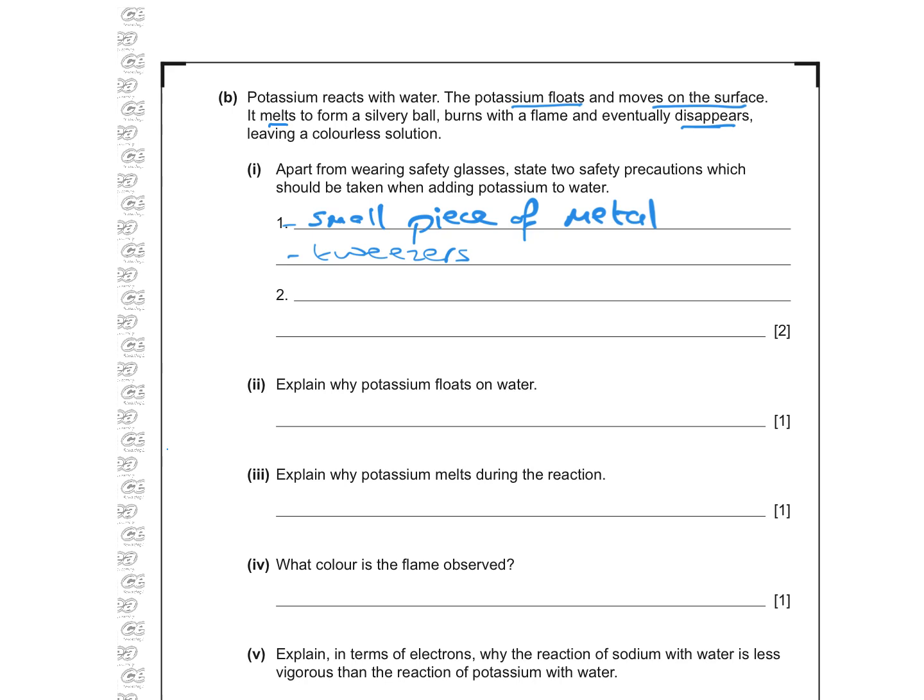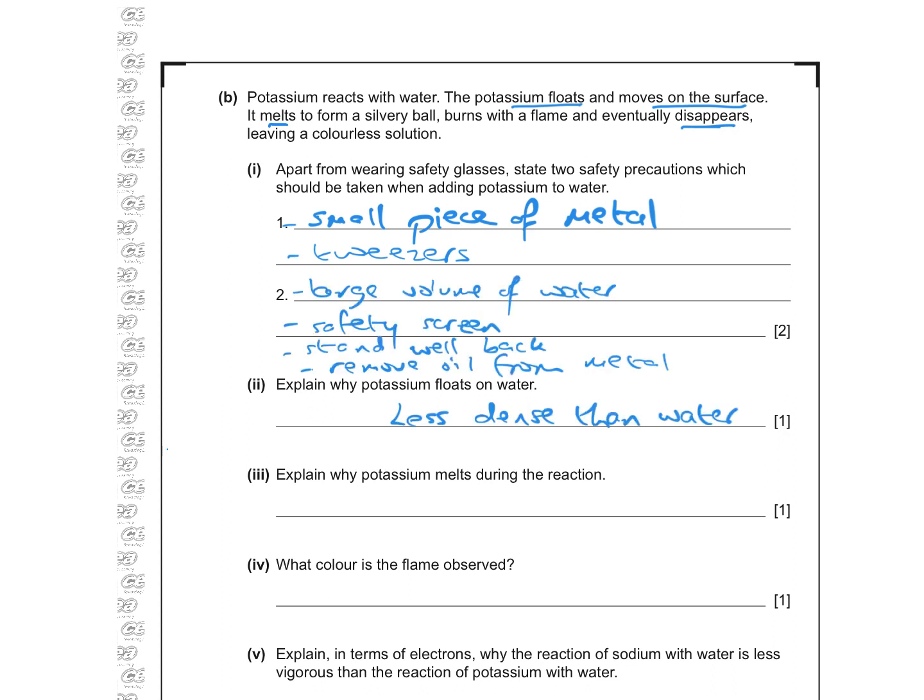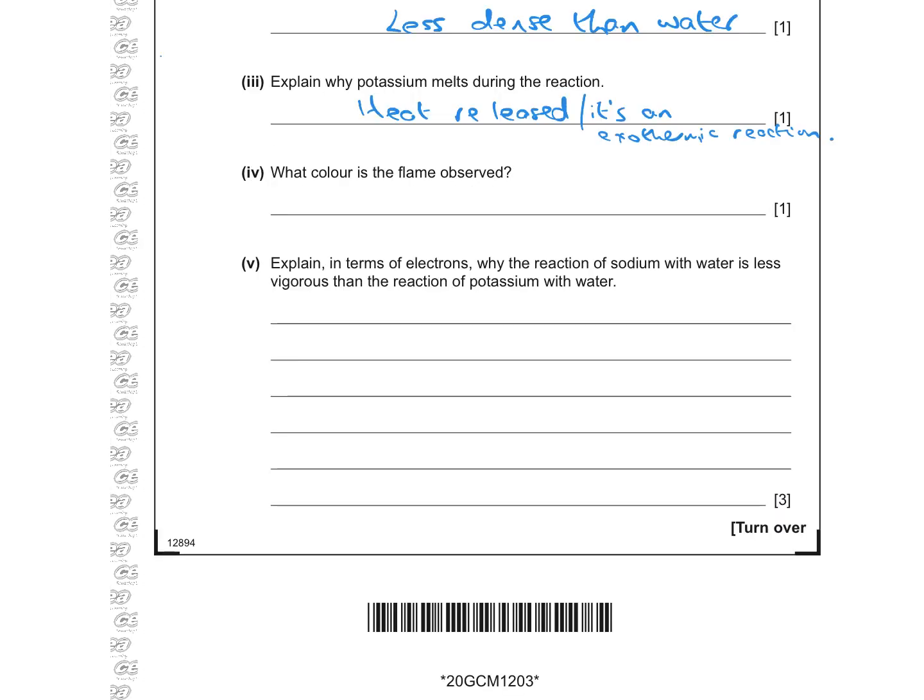Potassium floats in water because it is less dense than water. Part 3, why does the potassium melt during the reaction? Well, there's so much heat generated, it causes the solid metal to melt. Part 4, potassium burns with a lilac flame.